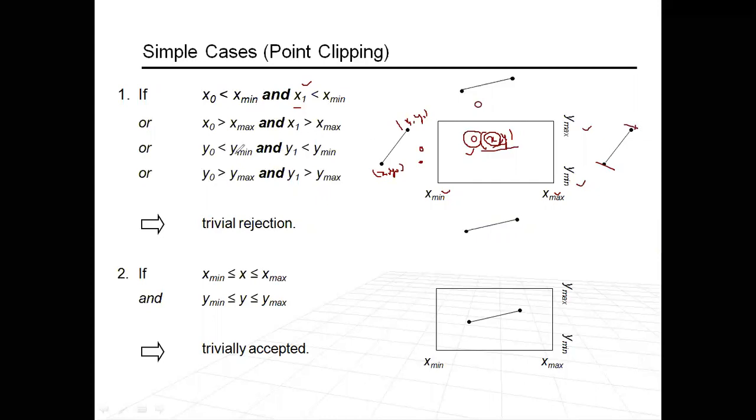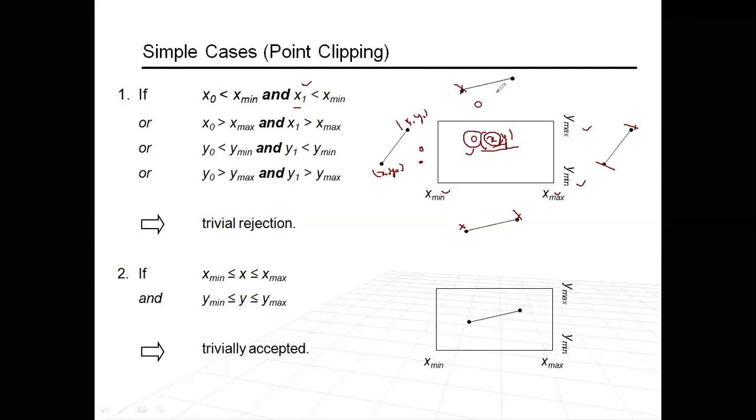Likewise, if y naught is less than y min, then it is outside. And if y1 is less than y min, then it is outside. And if y naught is greater than y max, meaning it is above this, then this is outside.